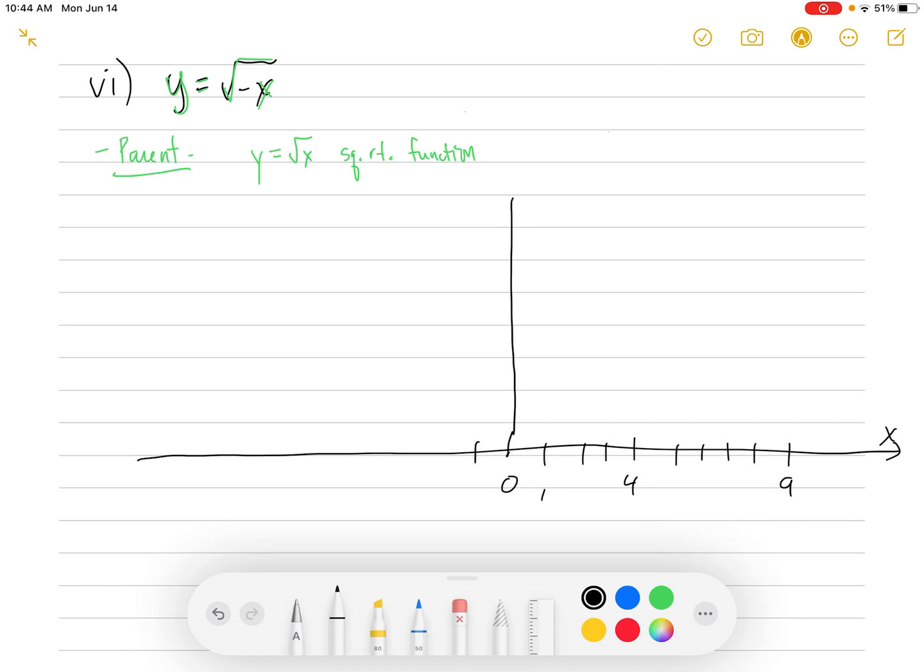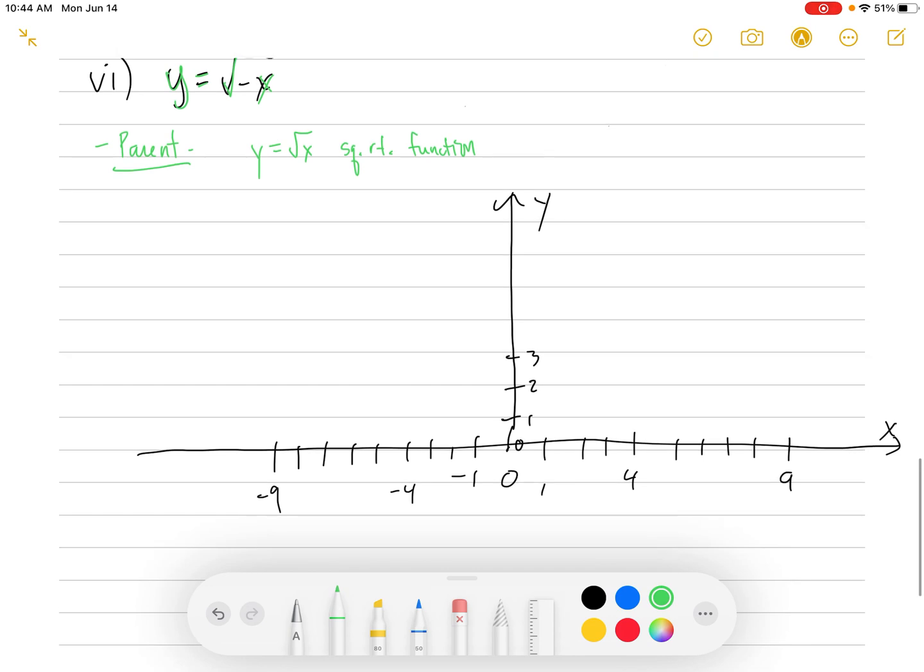0, 1, 2, 3, 4, 5, 6, 7, 8, 9. -1, -2, -3, -4, -5, -6, -7, -8, -9. No, that's wrong. Let me count. -1, -2, -3, -4, -5, -6, -7, that's it. Then we got here 0. No, that's not 0. That's 1, 2, 3. 0 would be there. Okay, y-axis.